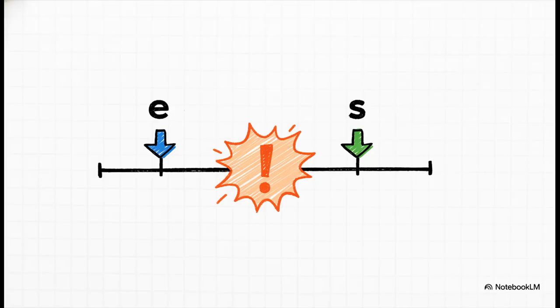And here it is, the crucial moment. The code checks its main condition to keep going. Is S less than or equal to E? Well, S is now 1 and E is 0. That is false. The pointers have actually crossed each other. The search is over. The loop stops.